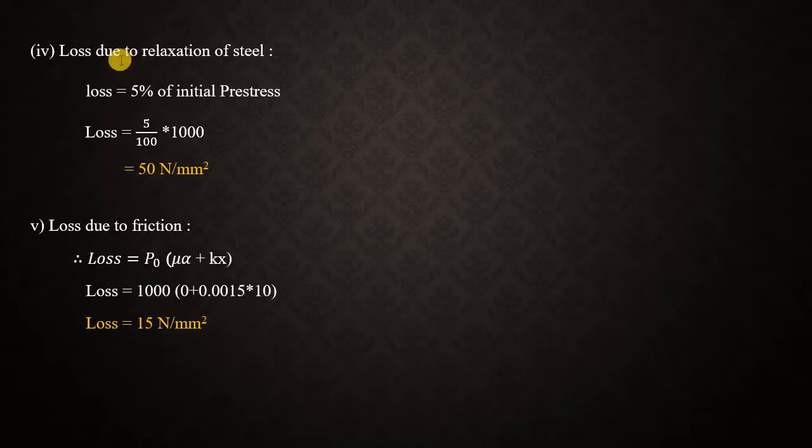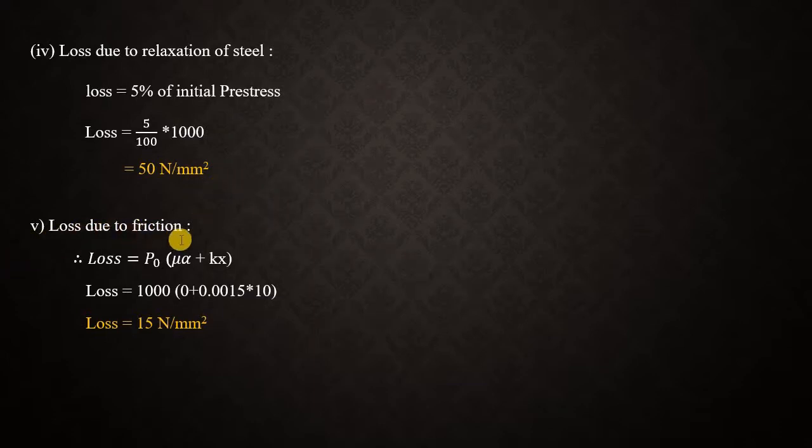The fourth loss is loss due to relaxation of steel. As I said, this percentage will keep on changing according to the question. In this question they have given it as 5% of initial stress. So loss is 5 by 100 into 1000, which is 50 Newton per mm square.